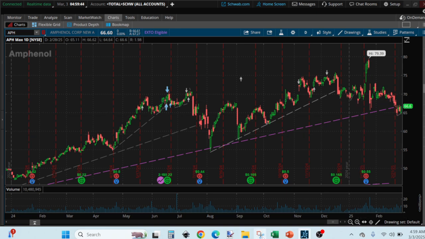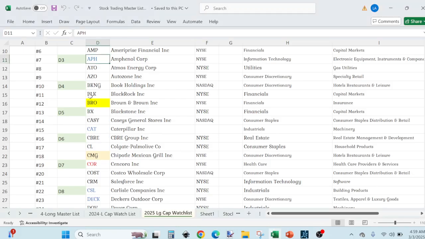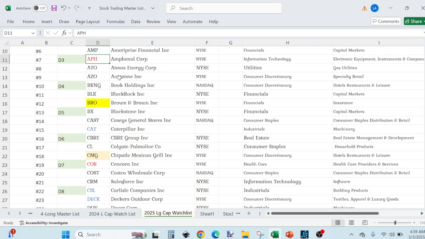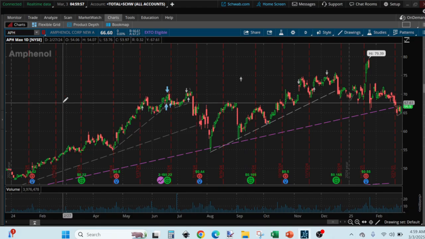But let's make it red and see how it will perform during the day, and around our lunchtime we can review that. So the next one we are going to analyze is ATO.